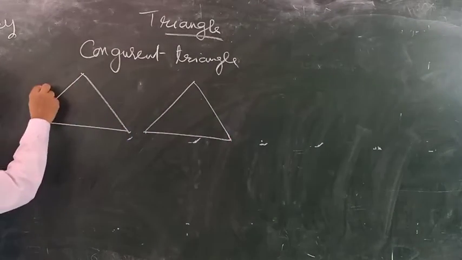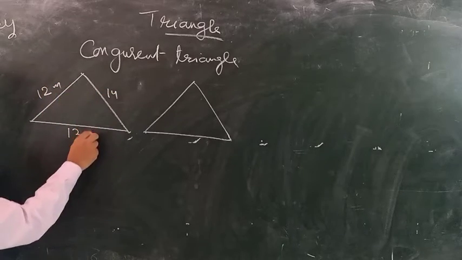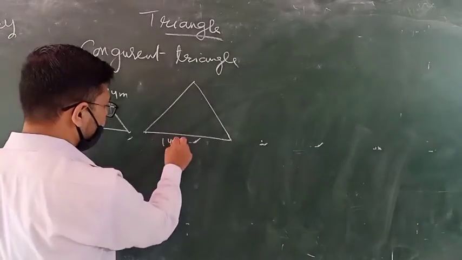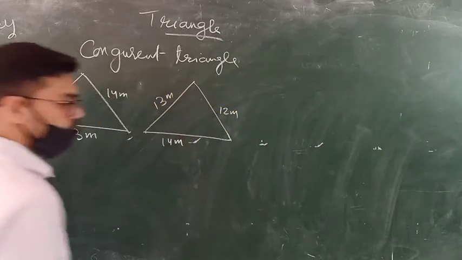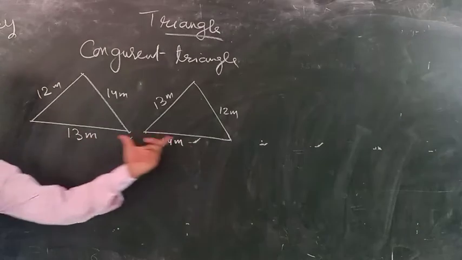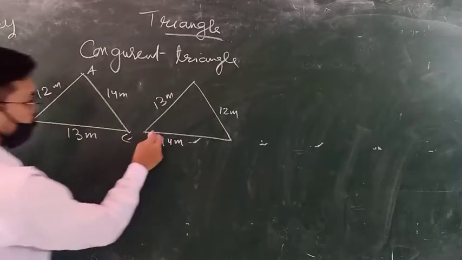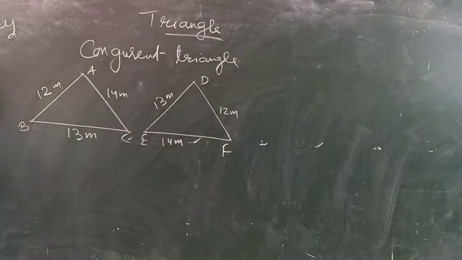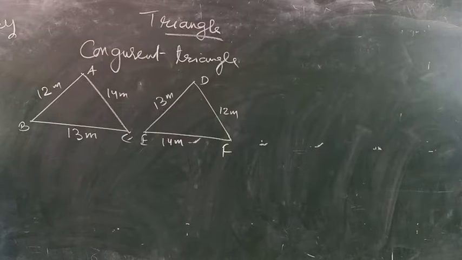The side of this triangle is, let's say, 12. This is 13 and this is 14. Let's say this is 12 meters, 13 meters, 14 meters. And let's say this triangle has 14 meters, 12 meters. Write that these two triangles are congruent. The reason is... D E F. So these are the congruent triangles because all the sides are equal.